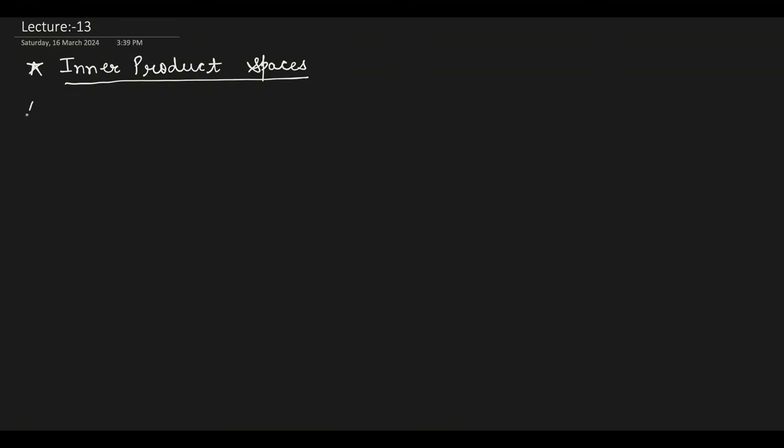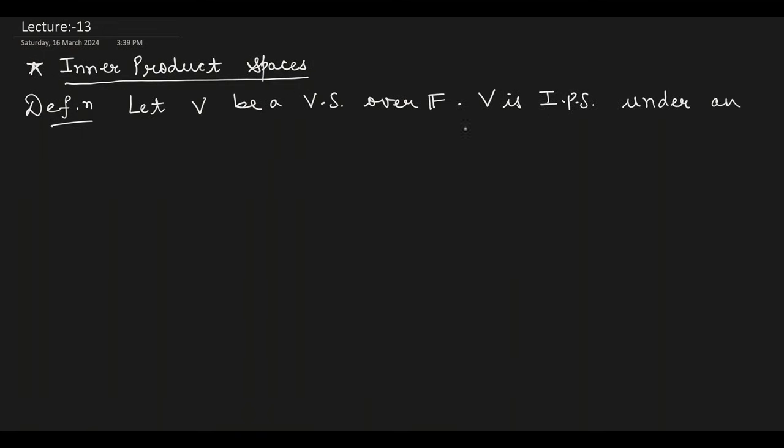So firstly we will see the definition of inner product space. Let V be a vector space over field F. Then V is an inner product space under an inner product map V cross V to F which satisfies the following conditions.